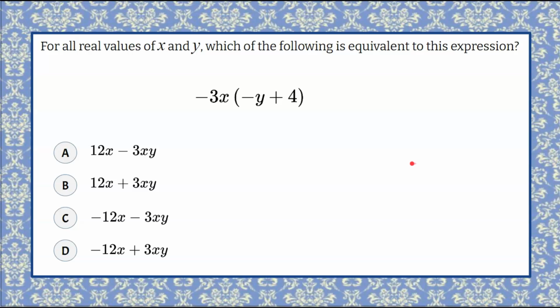Here's our question today. For all real values of x and y, which of the following is equivalent to this expression? So we have negative 3x multiplied by the quantity negative y, add 4. And we're given 4 expressions to choose from.